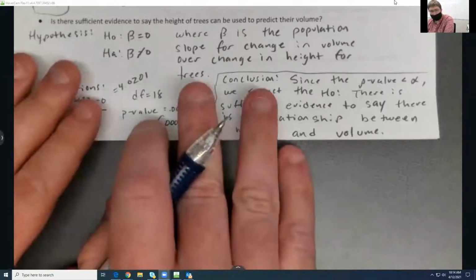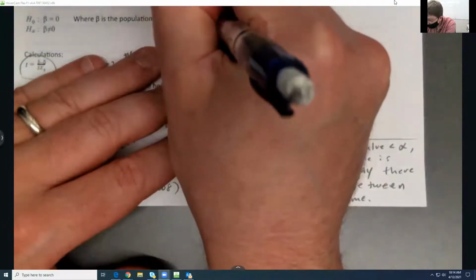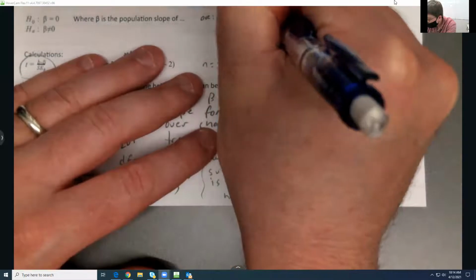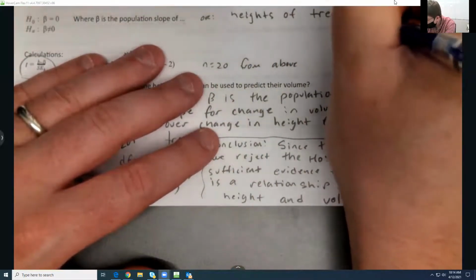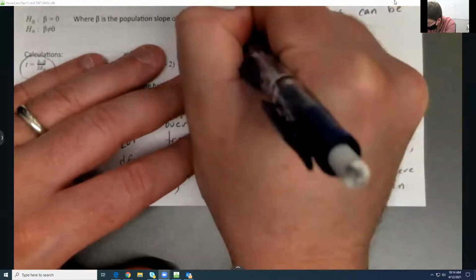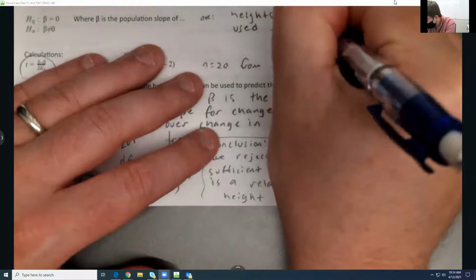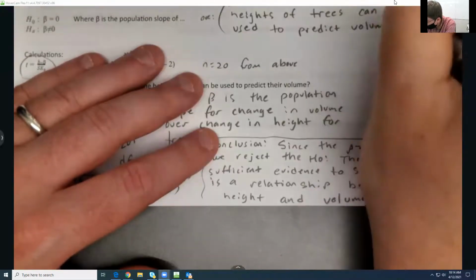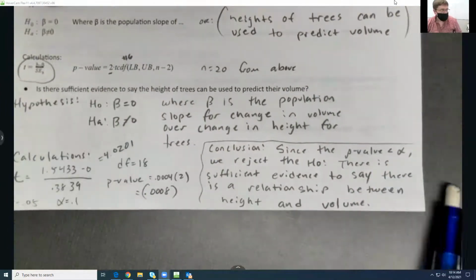Another way you could write this, if you guys want to use an alternative way, you don't have to write this down if you don't want to. But another way you could write this is heights of trees can be used to predict volume. And this might be like how they phrase it. All right, so this is an alternative phrasing of this conclusion. So heights of trees can be used to predict volume.